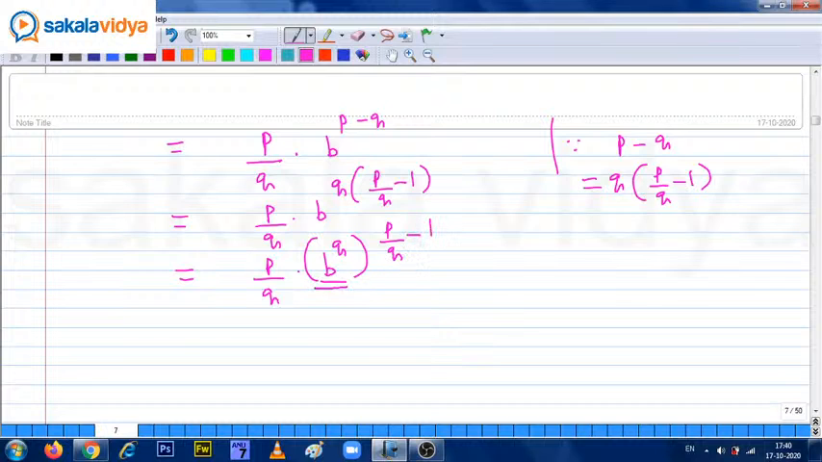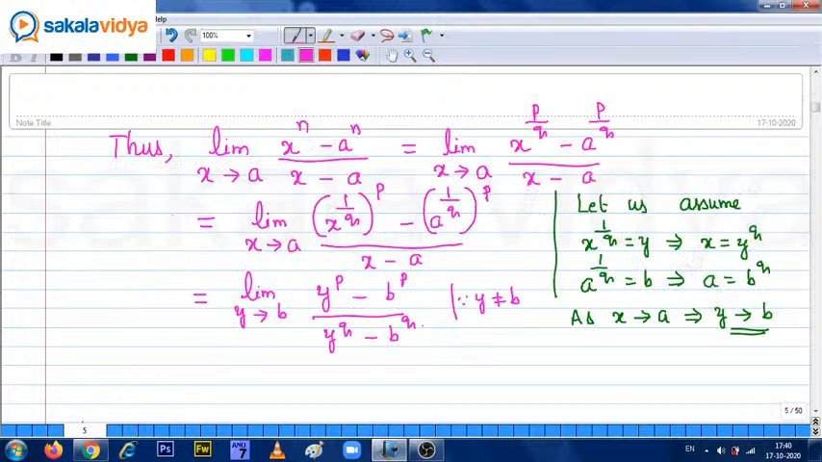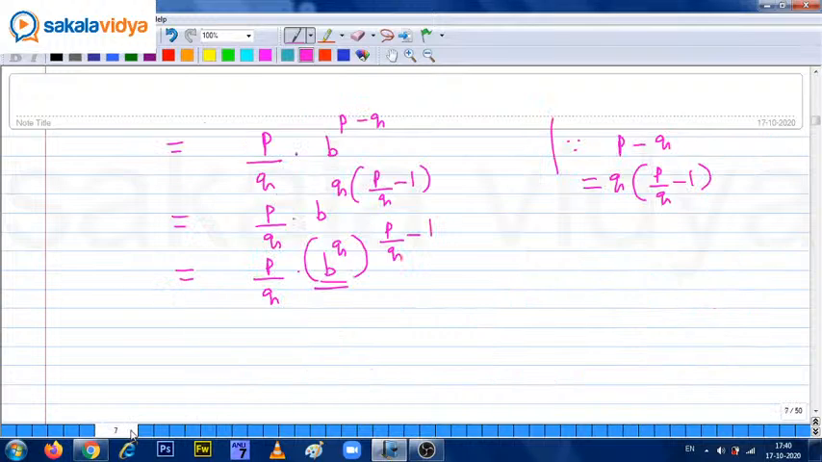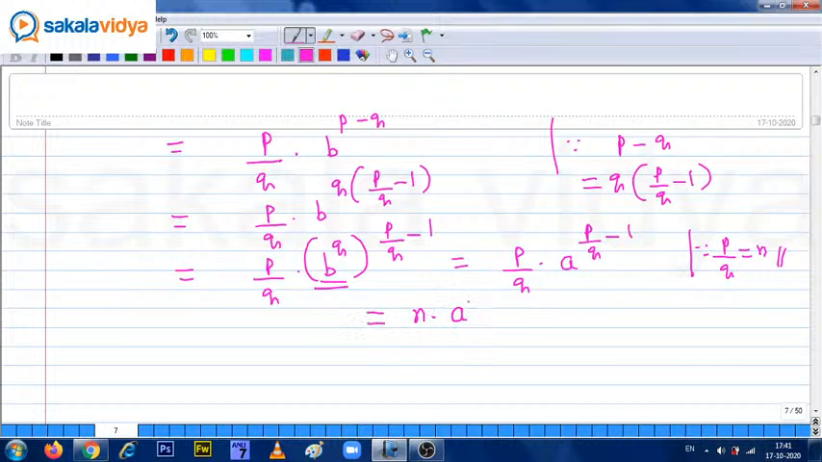Now what is b to the power of q? Let us check it. See, b to the power of q is nothing but a. So instead of this you can write p by q into a to the power of p by q minus 1. Since p by q is nothing but n, as in our case consideration, we can put n instead of p by q. So this is equal to n times a to the power of n minus 1.